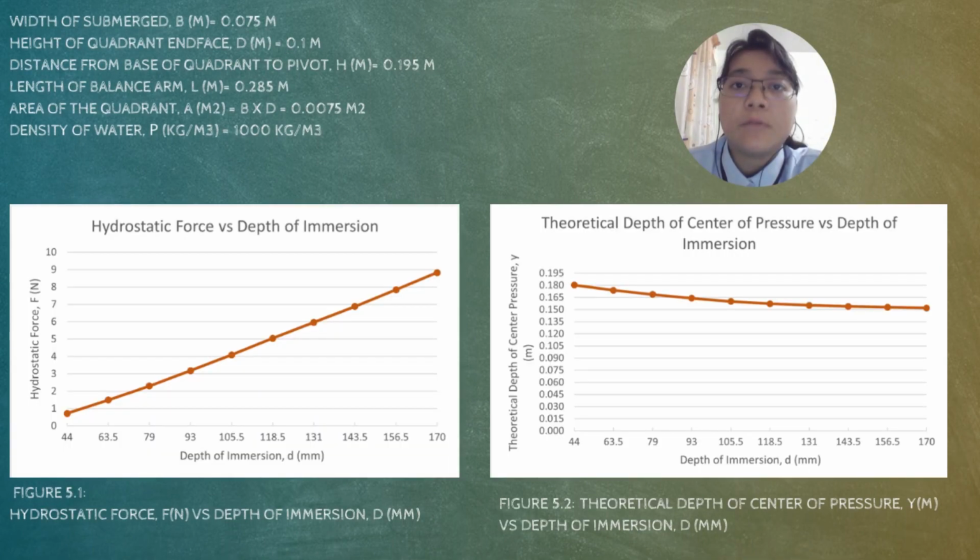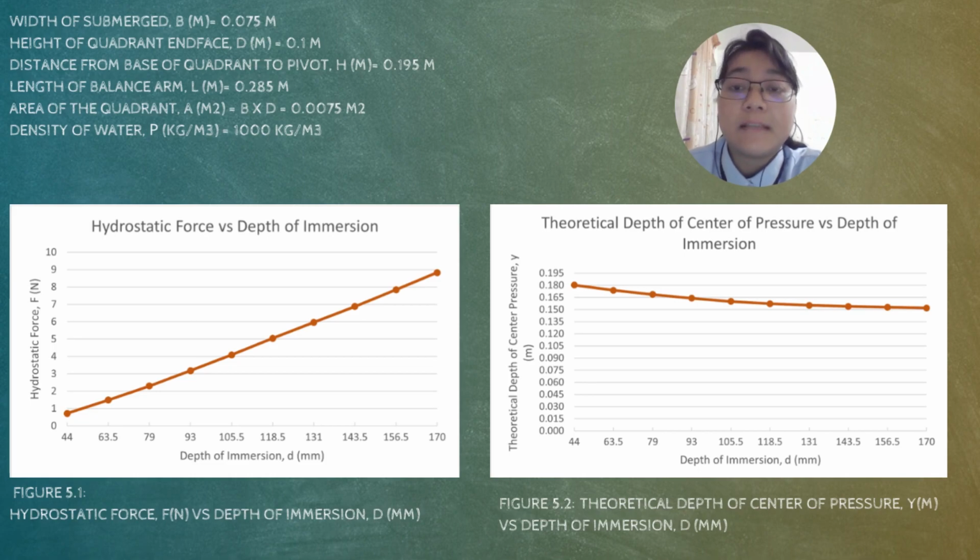During the experiment, we obtained that the width of the submerged quadrant B is equal to 0.075 meter, the height of the quadrant end face D is equal to 0.1 meter, the distance from the base of the quadrant to the pivot H is equal to 0.195 meter, and the length of the balance arm L is equal to 0.285 meter. The area of the quadrant A is equal to B times D, so the final answer we get is 0.0075 meter squared. And last one, the density of water rho is equal to 1000 kg per meter cube.